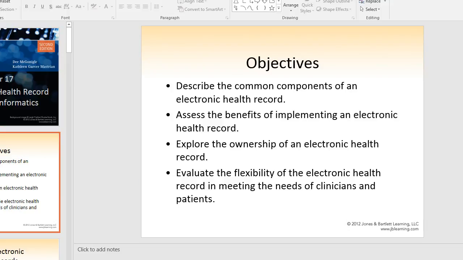So today we're going to describe the common components of an electronic health record, assess the benefits of implementing an electronic health record, explore the ownership of electronic health record, and evaluate the flexibility of the electronic health record in meeting the needs of clinicians and patients.